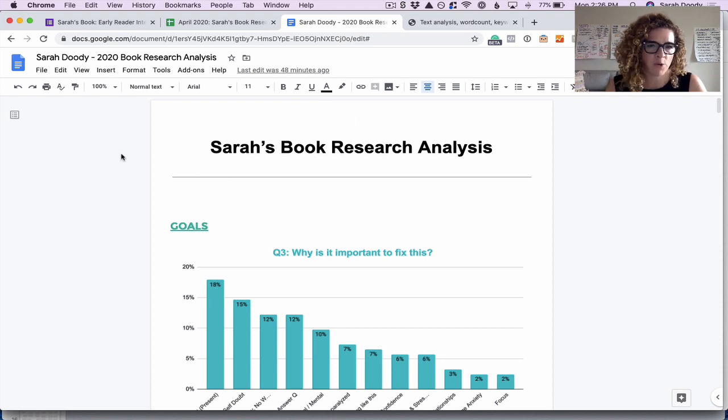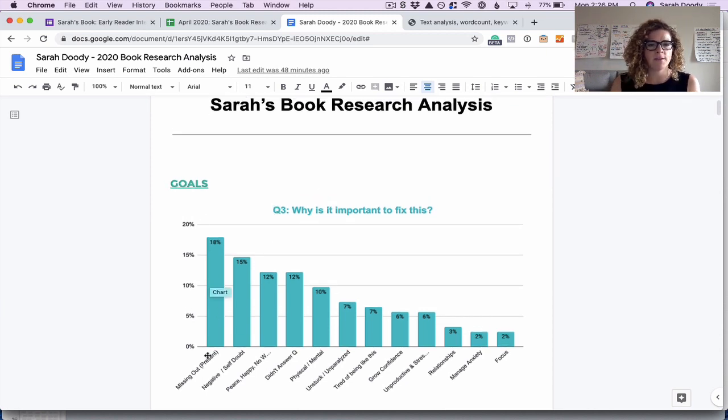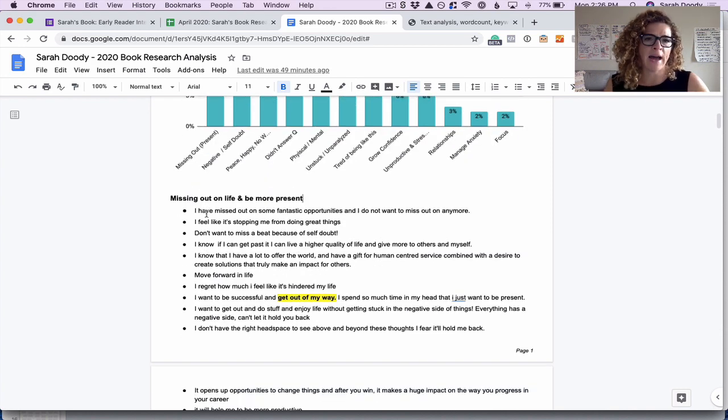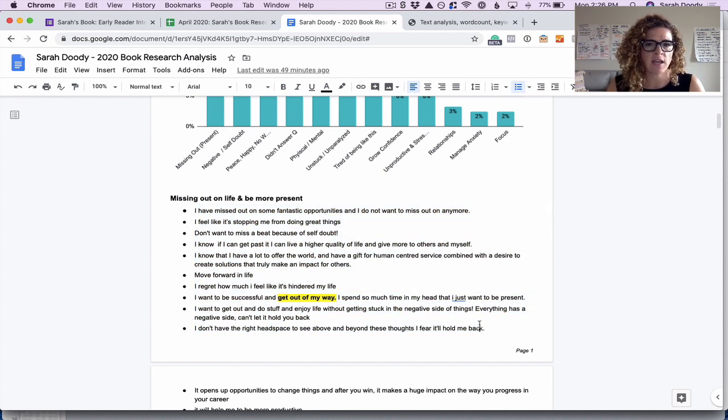Now, your question probably is, well, what do you do with all this? What I do next is, for each question, we're going to jump to this third question: why is it important to fix this problem? Now I had my themes or categories that emerged. And what I do is I take each theme or category here, so missing out on life and being more present, and then I literally go back to the answers from the survey and I cut and paste answers here. And this is very manual, and sometimes I have an assistant do this, but I really wanted to immerse myself in the data this time.